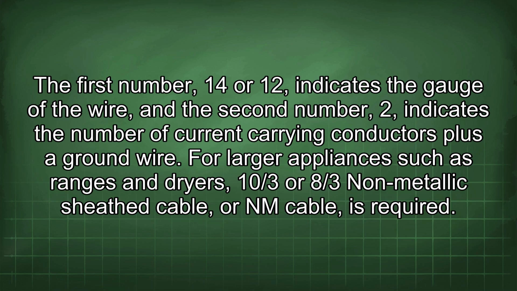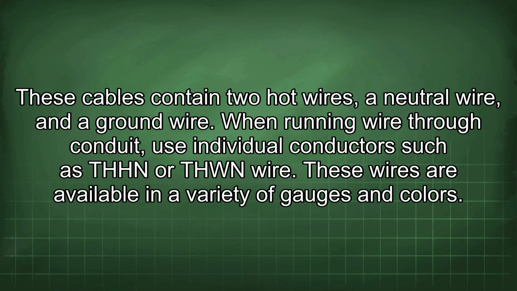For larger appliances such as ranges and dryers, 10/3 or 8/3 non-metallic sheath cable, or NM cable, is required. These cables contain 2 hot wires, a neutral wire, and a ground wire. When running wire through conduit, use individual conductors such as THHN or THWN wire. These wires are available in a variety of gauges and colors.